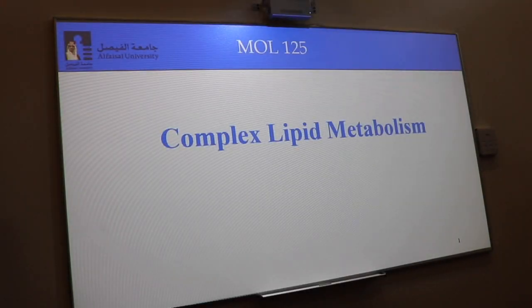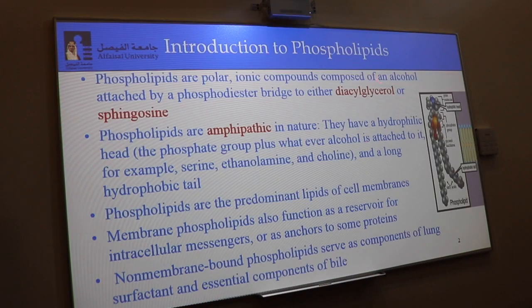About complex lipids. So let's start with the introduction to one type of complex lipid that are called phospholipids.